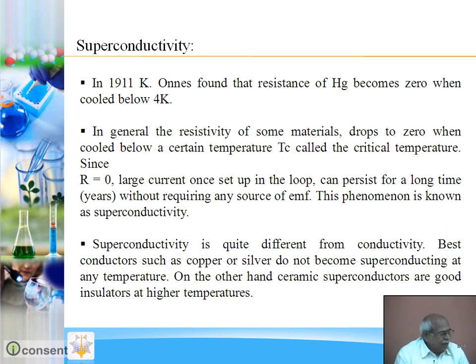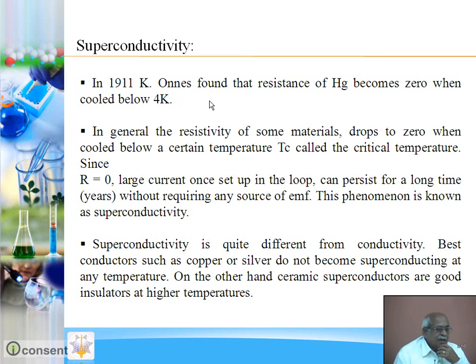पुढचा पॉइंट एक सांगतो, सुपर कंडक्टिव्हिटी. रिसेंट टॉपिक, इंटरेस्टिंग टॉपिक. In 1911, famous scientist Kamerlingh Onnes, a Nobel laureate, was awarded the Nobel Prize. Kamerlingh Onnes found that resistance of mercury becomes zero when it is cooled below 4 Kelvin.